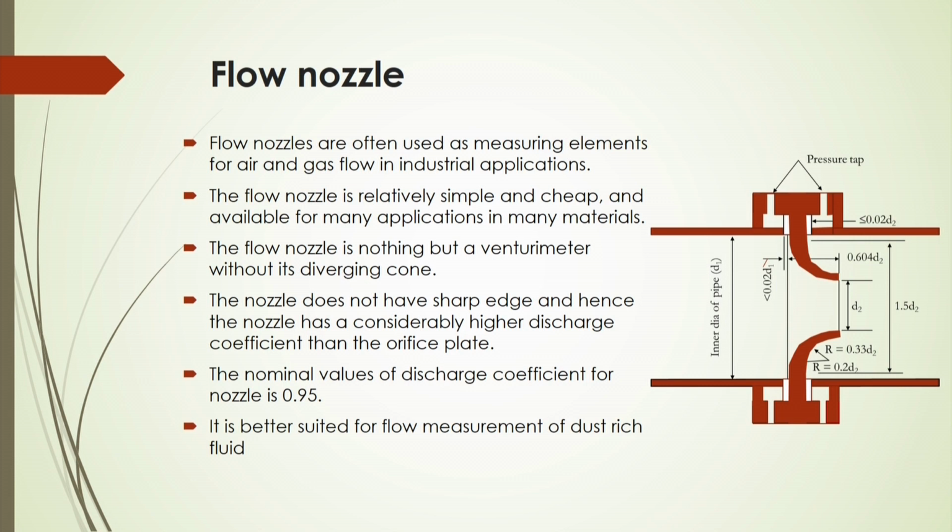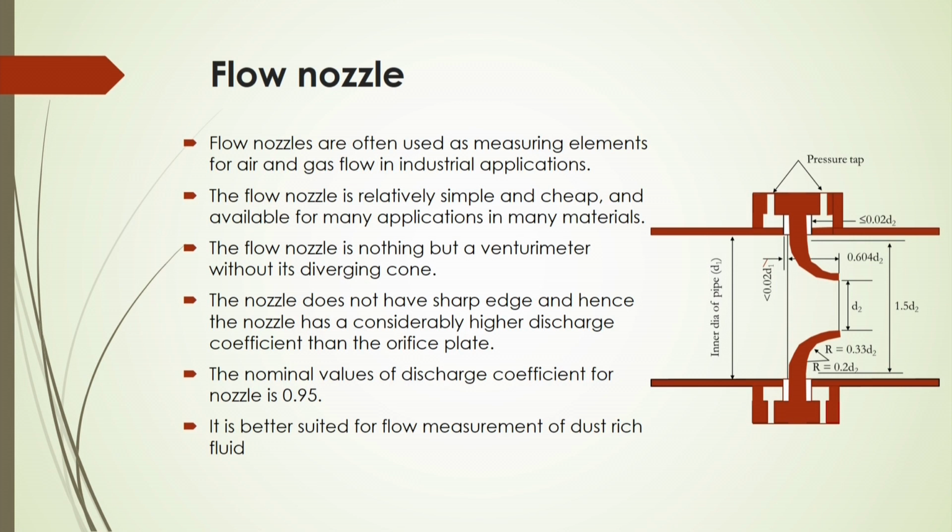In this case it is working based on the Venturi principle, but you have to remember that there will be no diverging cone as in the Venturi meter, though the working principle is almost the same as the Venturi meter. And these flow nozzles are often used as measuring elements for air or gas flow in industrial applications. You will also see the nominal value of the discharge coefficient for this nozzle is 0.95.